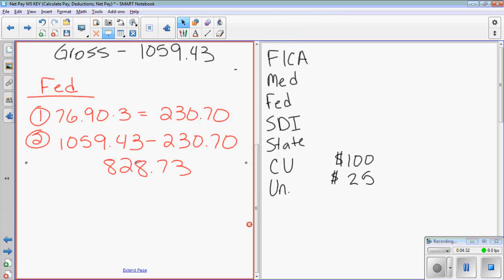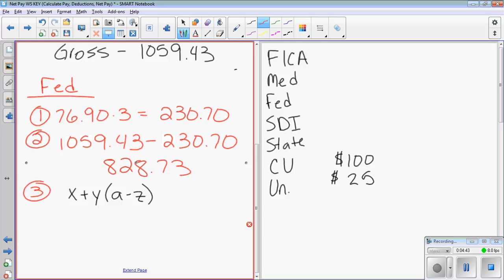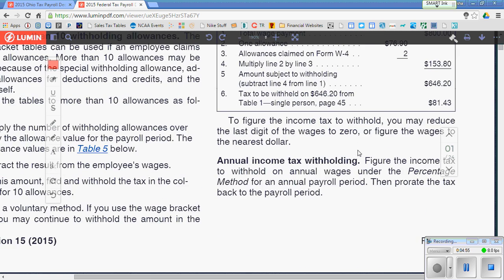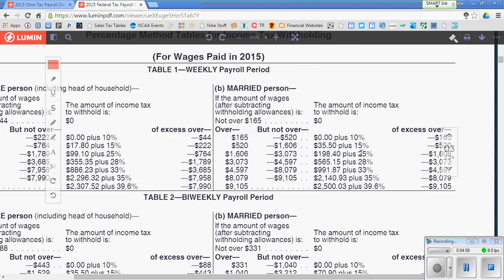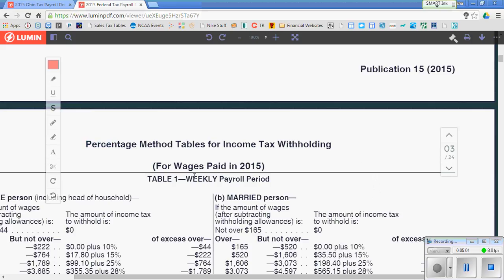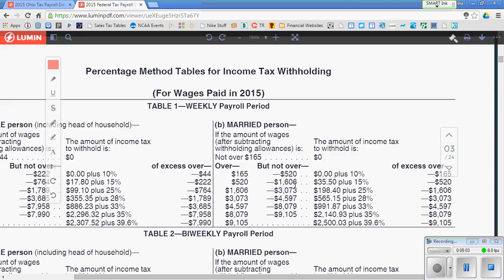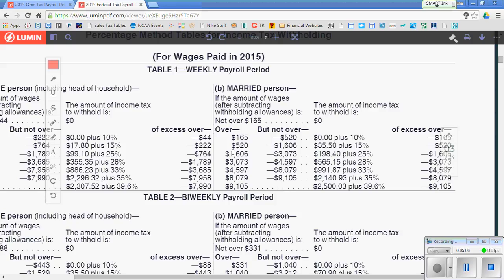Step 3, that is where I'm going to use my magic formula, x plus y times a minus z. X, y, and z come from the table, the federal tables. A comes from Step 2. So I'm going to go back to my federal tables, scroll down until I can see where it's weekly married, percentage method up at top, and then I look for weekly, married. Peyton is married, and he gets paid weekly. I have to find out where step 2 fits in this chart.